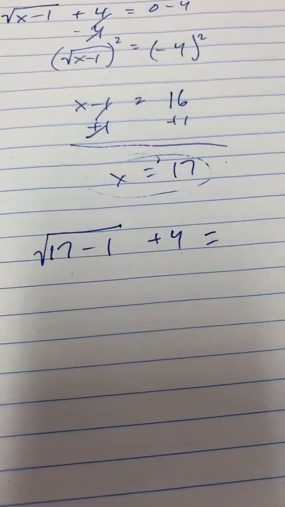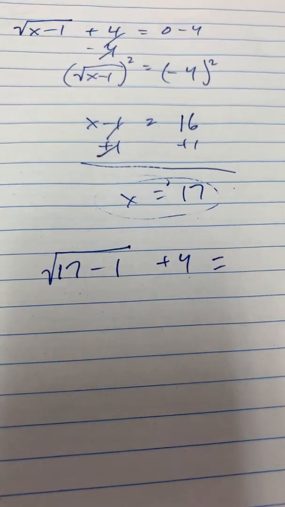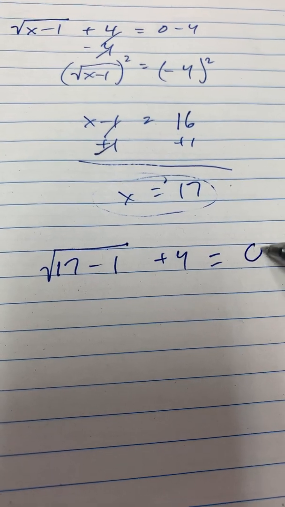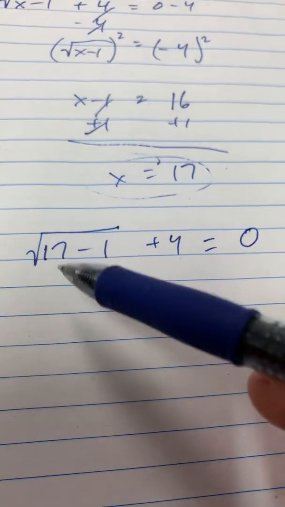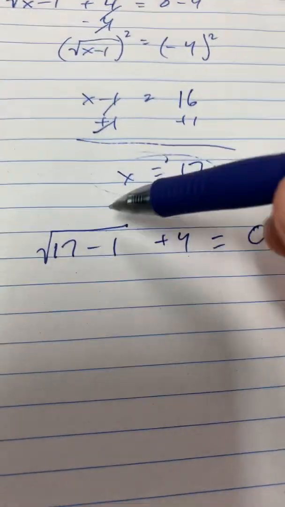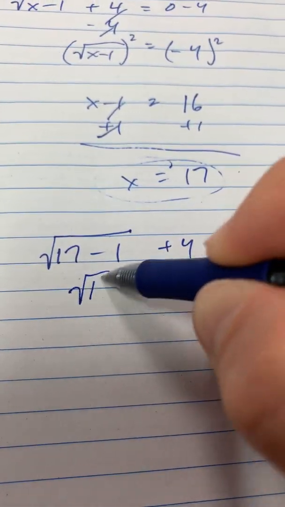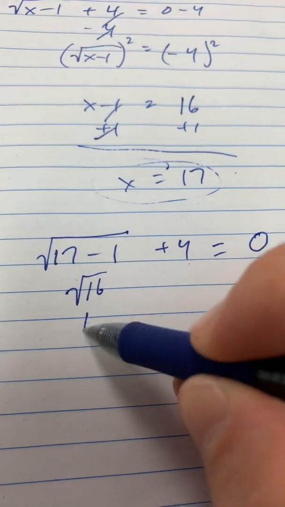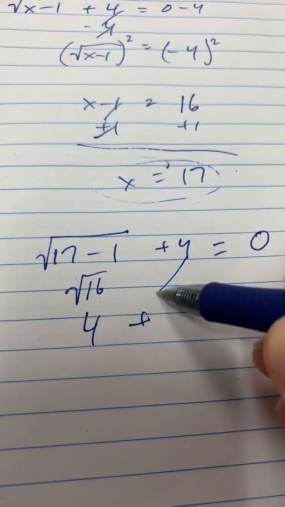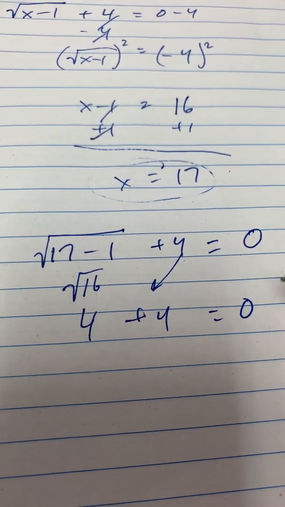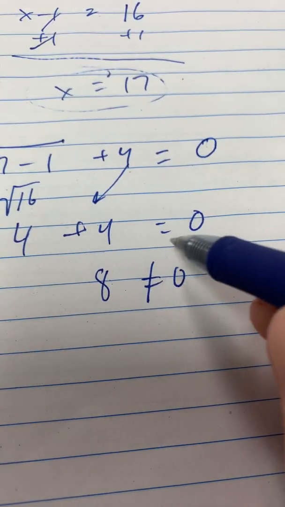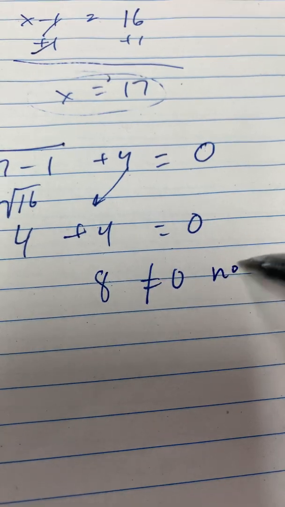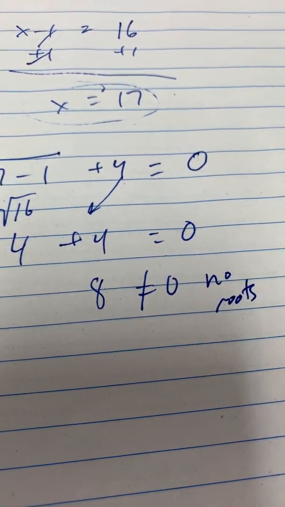So what happens here? The original equation had 0 there. So now you have the square root of 16, which is 4, plus 4 equals 0. Well, 8 does not equal 0. So that means that there's no solution, or you could say there's no roots.